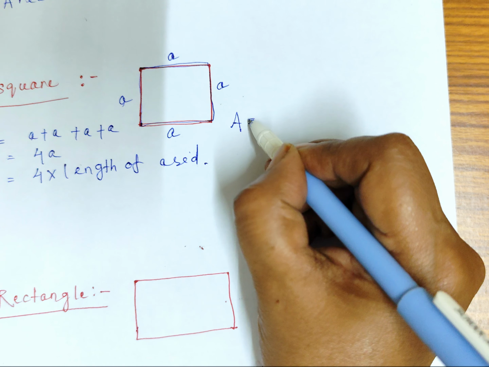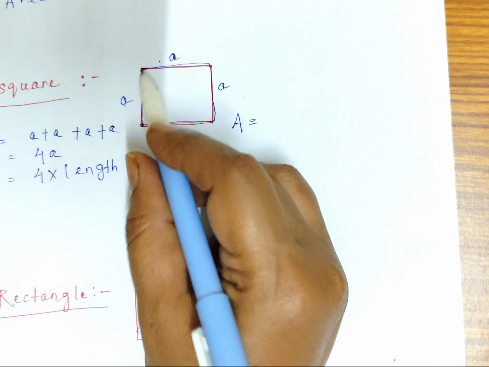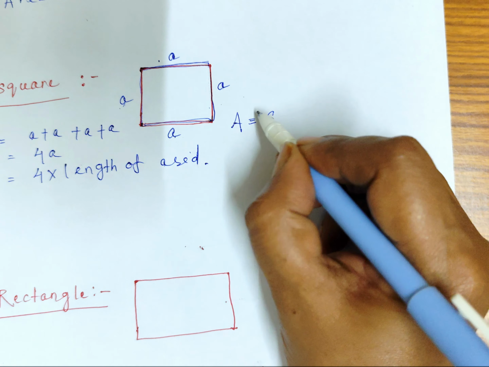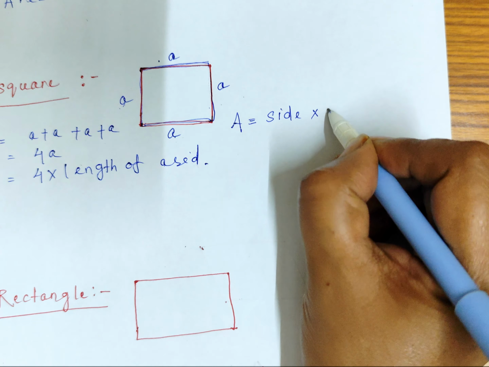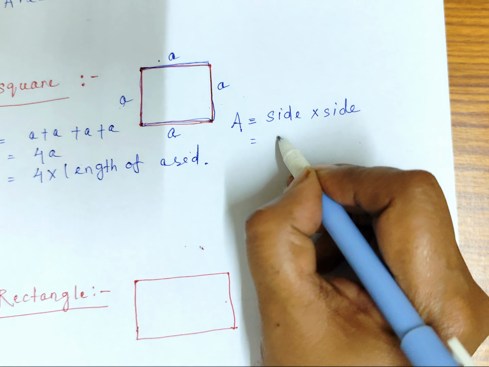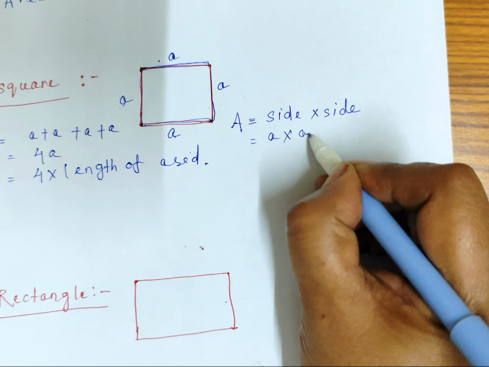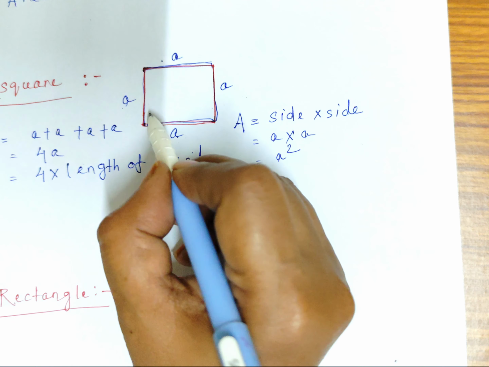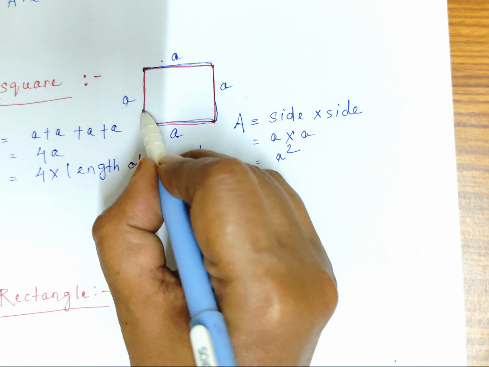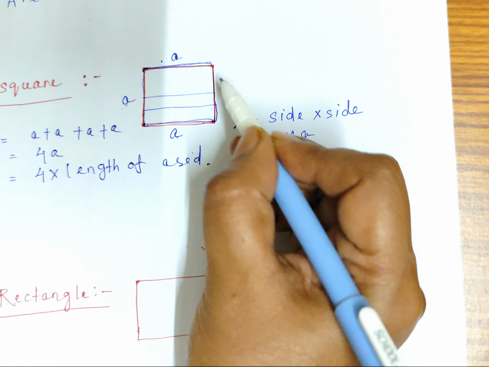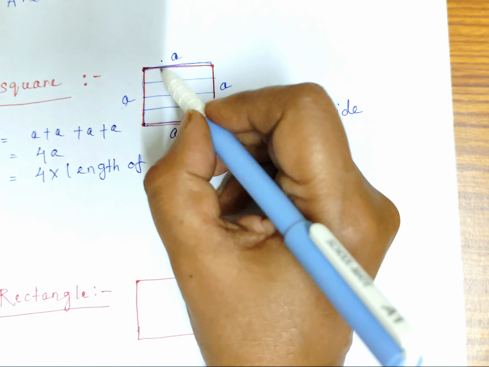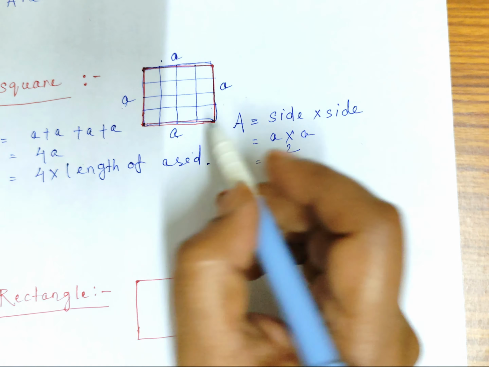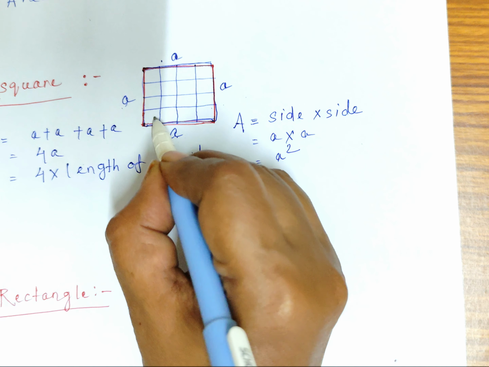Area means, see here this is a side, this is a side, this is a side, and all these sides are equal. So how to find this area? This is nothing but your side into side, that means A into A, so nothing but A square. So let's understand like this. If I divide this into 4 parts, 1, 2, 3, 4. This also 1, 2, 3, 4. Now here 1, 2, 3, 4.